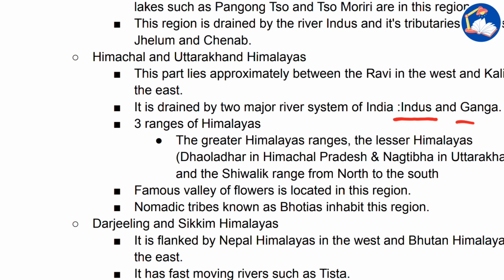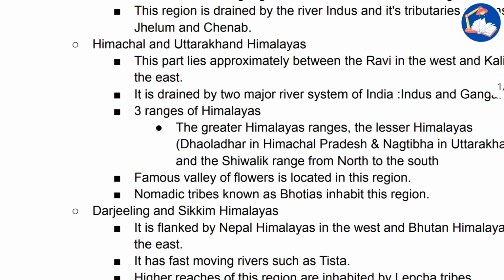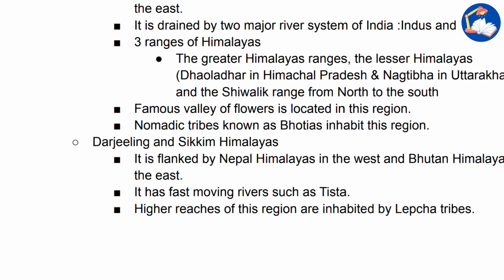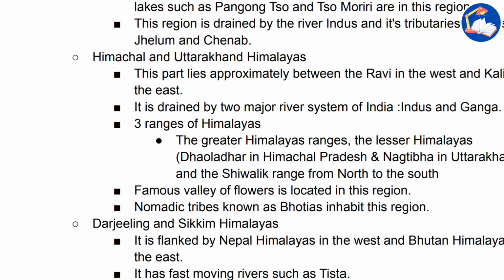Now, three ranges of Himalayas: the Greater Himalaya range, the Lesser Himalaya range, and also the Shivalik range. The Lesser Himalayas include the Dhauladhar in Himachal Pradesh and Nag Tibba in Uttarakhand. Shivalik range is in the south. The famous Valley of Flowers is located in the Himachal and Uttarakhand Himalayas.